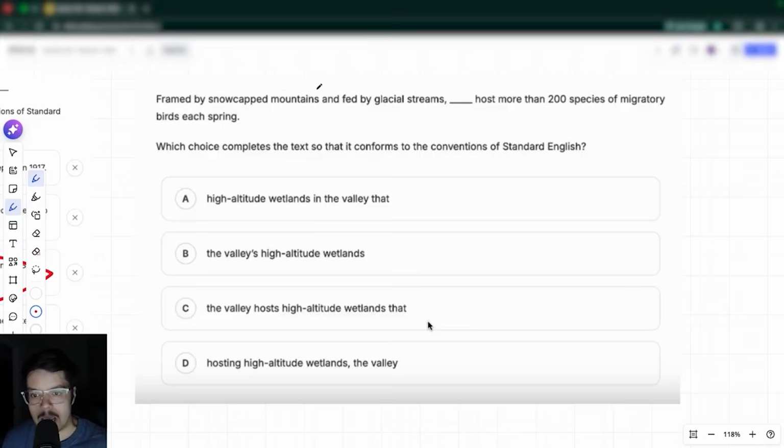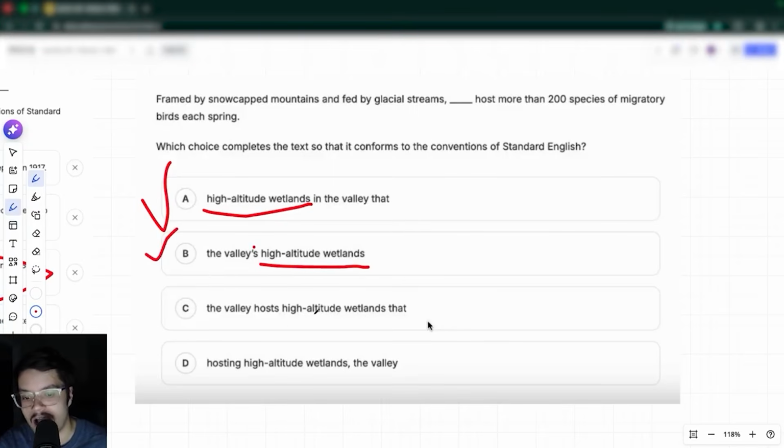So what was framed by snow-capped mountains and glacial streams? High altitude wetlands? Yeah, that actually could work. Yeah, that makes sense. The valley's high altitude wetlands. Okay. Surprisingly, even though it looks a little bit weird, this also would work because again, apostrophe S, we look at the first thing afterwards and it's still high altitude wetlands. So that could work as well.